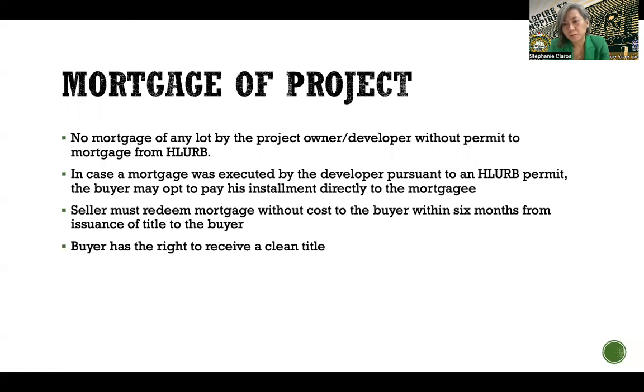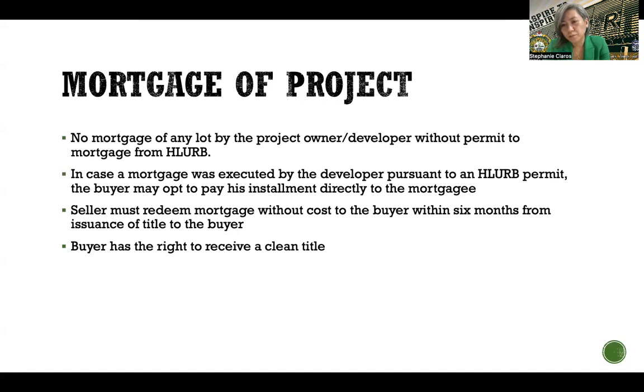So in this kind of transaction, guys, in this kind of sale, wherein the seller developer will actually enter into a contract to sell with the prospective buyer, the seller developer owner retains ownership of the property and can mortgage it. Okay, but PD 957 provides for this rule that there can be no mortgage of any lot of a development project without permit to mortgage from the HLURB.